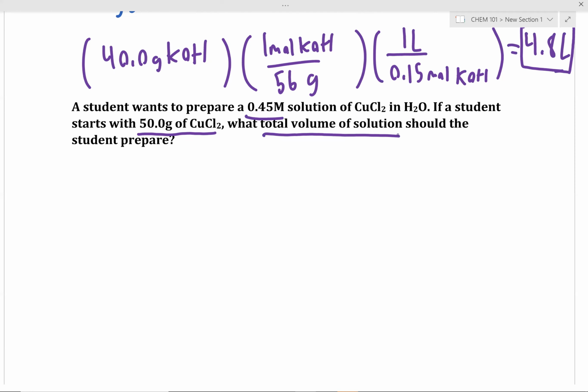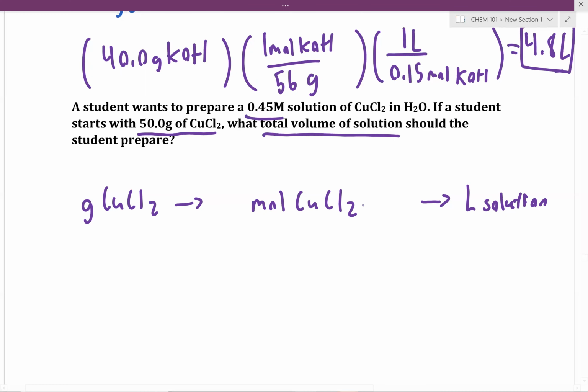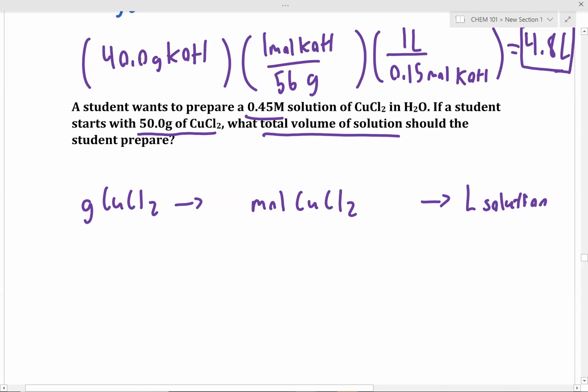Let's talk through this problem a little bit and highlight the key features. We are starting off with the grams of solute, the grams of copper chloride, and in the end we want to report the liters of solution. In order to calculate the liters of solution, given our molarity, what units do we need to have? Moles, yep. So we need to go from grams of copper chloride to moles of copper chloride to liters of solution. Just to make sure we're matching our solution map format, we're going to use our molar mass to go from grams to moles, and we're going to use our molarity to go from moles of solute to liters of solution.